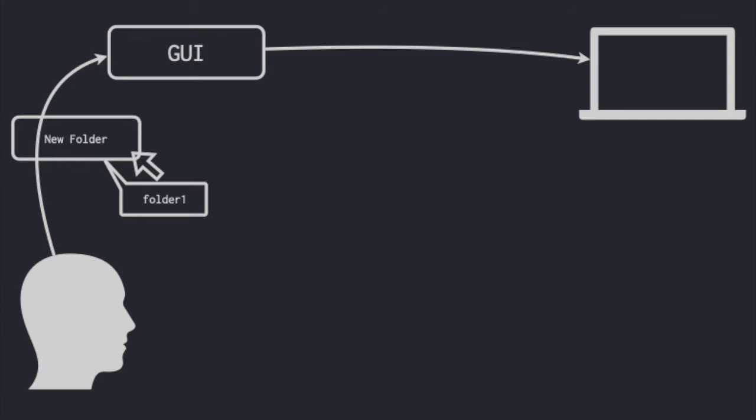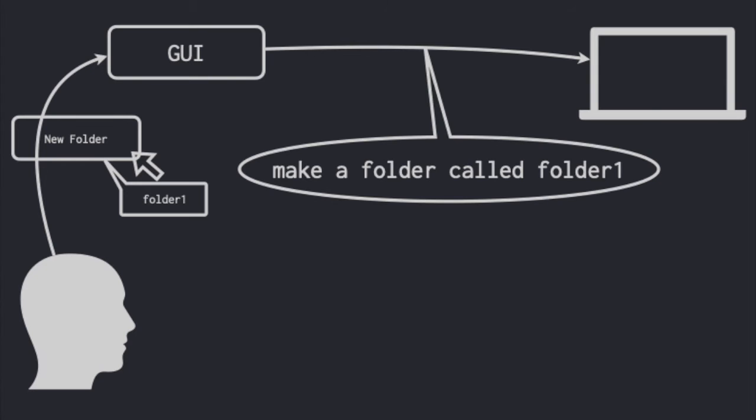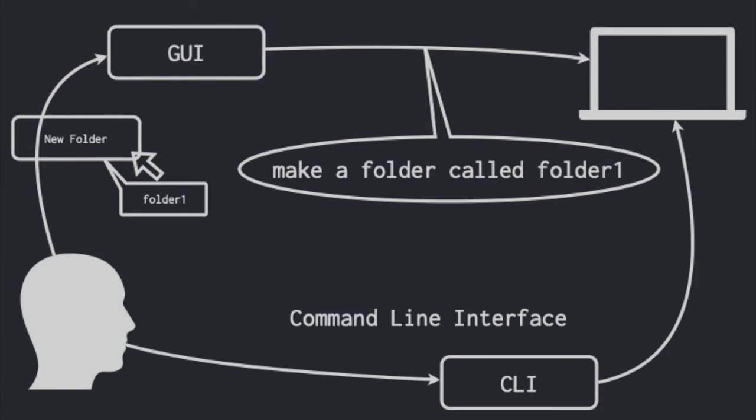But what actually happens behind the scenes is that our action of clicking and typing gets translated into a form that the computer can actually understand. So the GUI, the graphical user interface, translates our actions into some command that tells your computer to actually create that folder. So it's really a two-step process. And what's another way to do this? The other way to do this is by using a CLI, what's known as the command line interface.